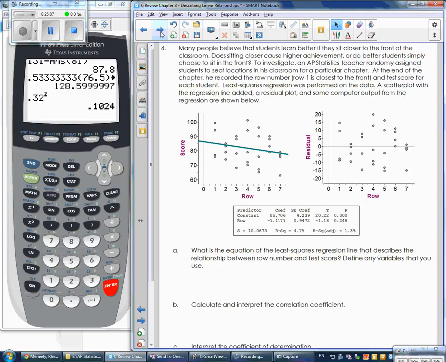At the end of the chapter, he recorded the row number, where row 1 is going to be closest to the front, and the test score for each student. Least squares regression was performed on the data, and a scatter plot with a regression line added, a residual plot, and some computer output from the regression are shown below.